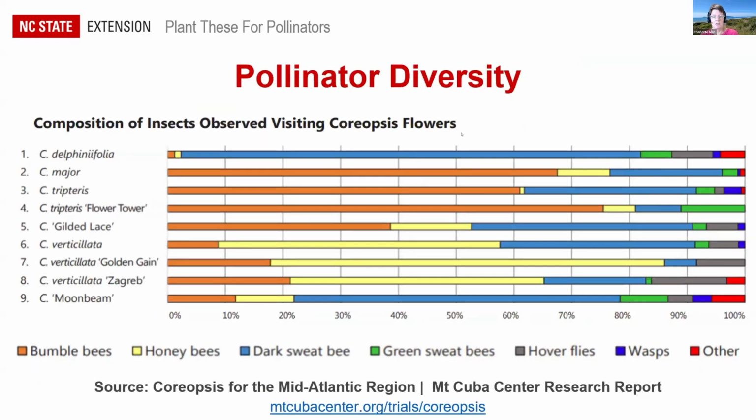They also talk about the diversity of pollinators found on Coreopsis, or visiting Coreopsis. This is a graph that's in the report, where you can see there's bumblebees, which is the orange, and honeybees will visit the flowers, different types of sweat bees, hoverflies, wasps, and other pollinators. So that just speaks to the diversity of pollinators that will come along to Coreopsis blooms.